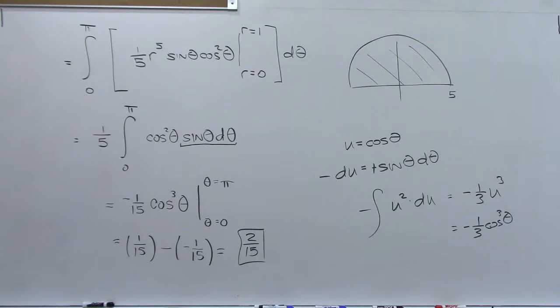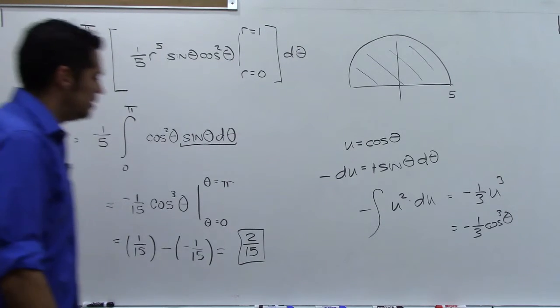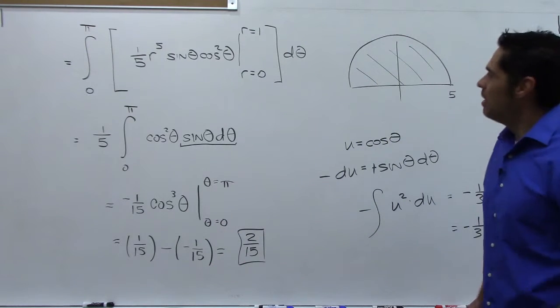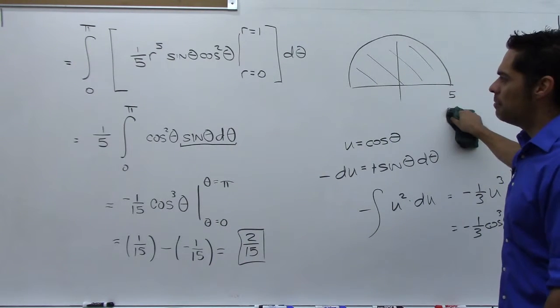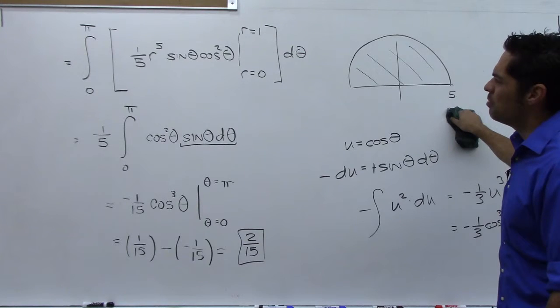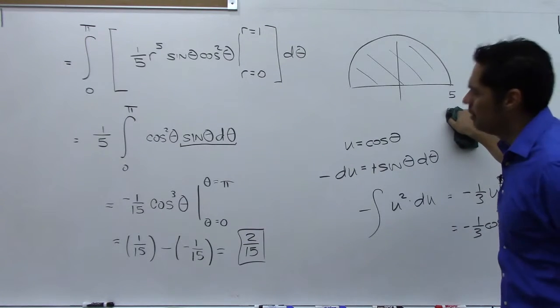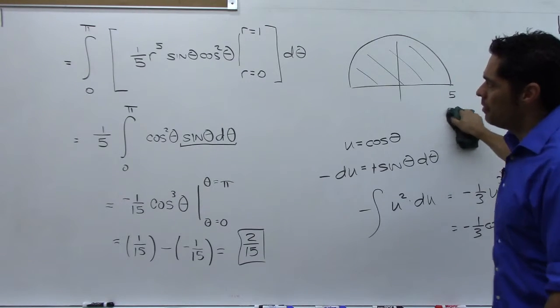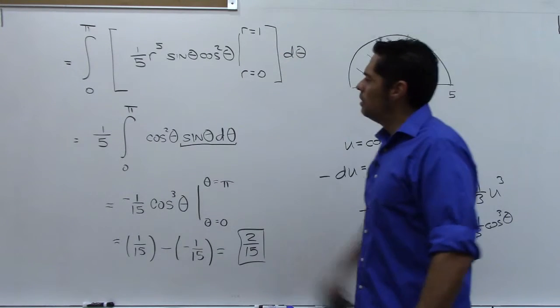God damn it. I just realized something here. I'm sorry I'm getting a slow start for the day. I realized on the original problem, the radius went from 0 to 5, not 0 to 1. I don't know why I put 1 in there. Oh, frustrating. This should be a 5. Why did I put 1?